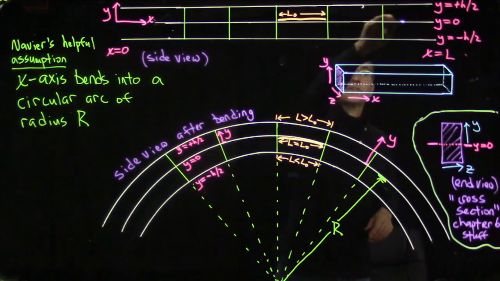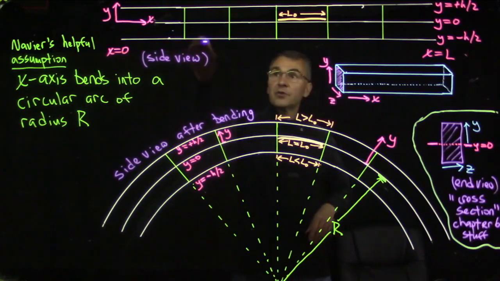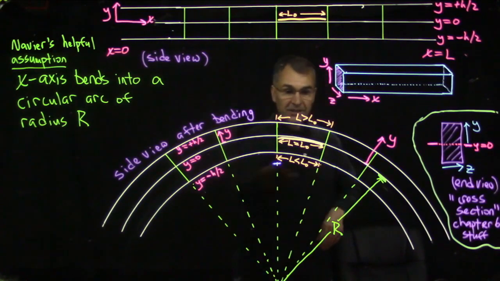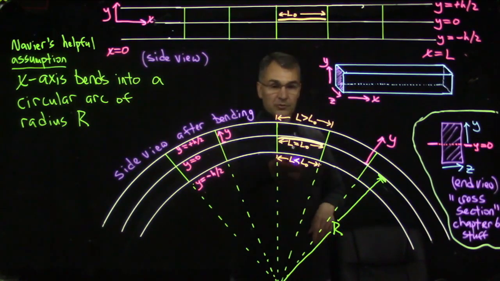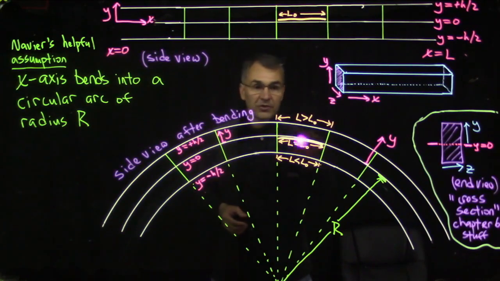So this x-axis bends into the arc of a circle of radius r, and then up here, y equals plus h over 2 bends into an arc of radius r plus h over 2, and this lower line, which corresponds to y equals minus h over 2, bends into a circular arc of radius r minus h over 2. If we take this orange interval, whose initial length is L0, along the neutral surface, its length still equals L0. Up above the neutral surface, for this frowning shape, its length is bigger than L0. Down below the neutral surface, its length is smaller than L0.